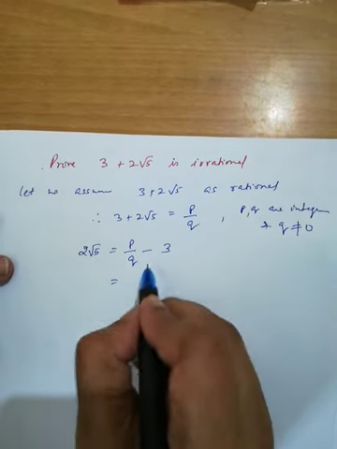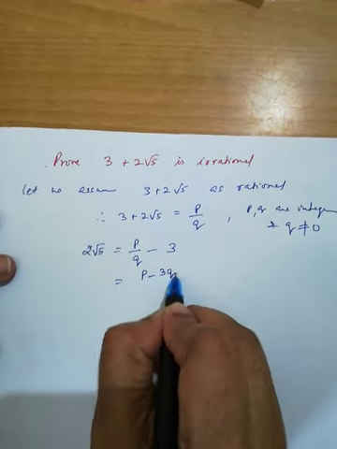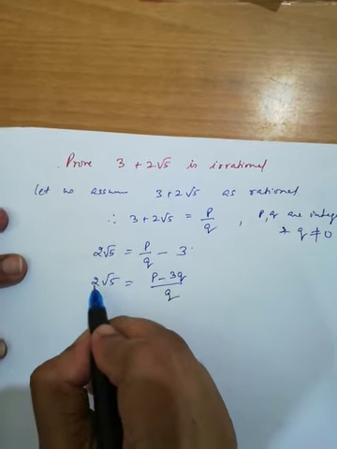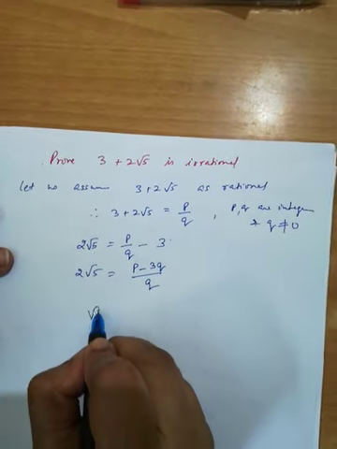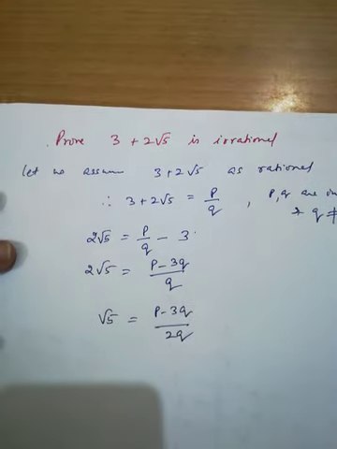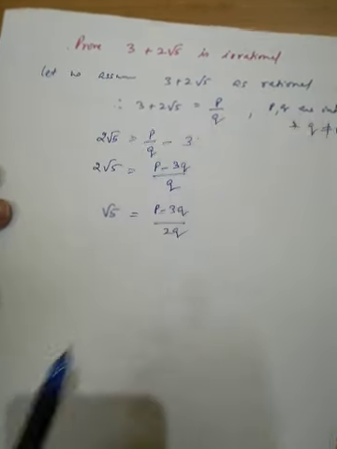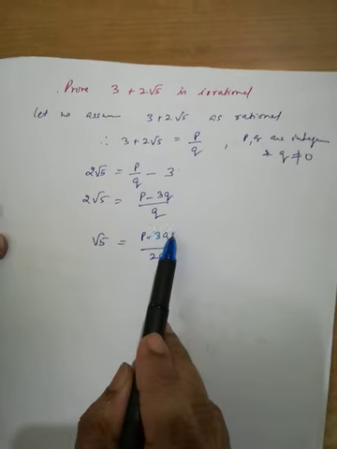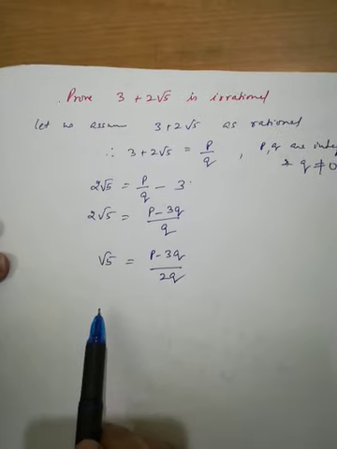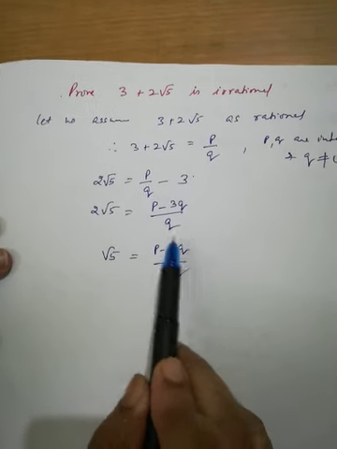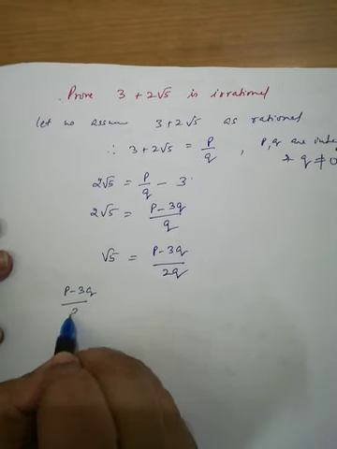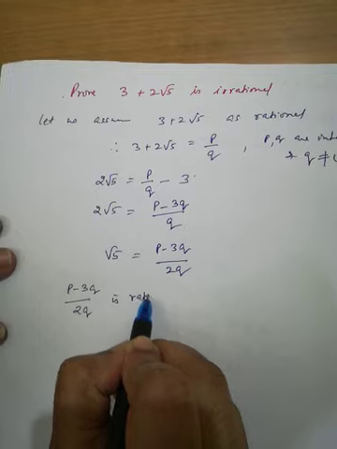We will simplify this. It will become, by cross multiplication, (p minus 3q) by q, and this is 2 root 5. Now this 2 into root 5, 2 we will bring here, and we will get root 5 equals (p minus 3q) by 2q. Okay, we have just transformed it. Now what you see, that p and q are integers. That means p minus 3q is an integer, 2q is an integer. That means this whole thing is a rational number. Okay, so (p minus 3q) by 2q is rational.